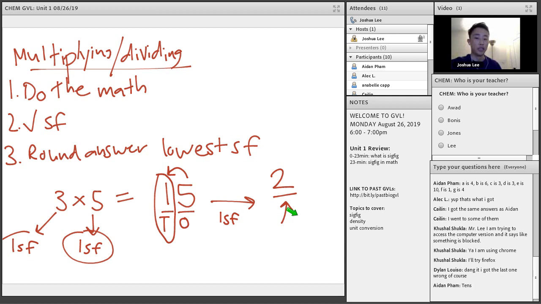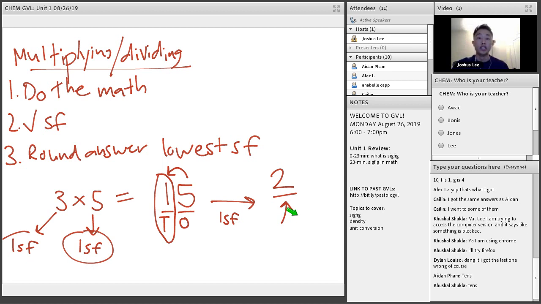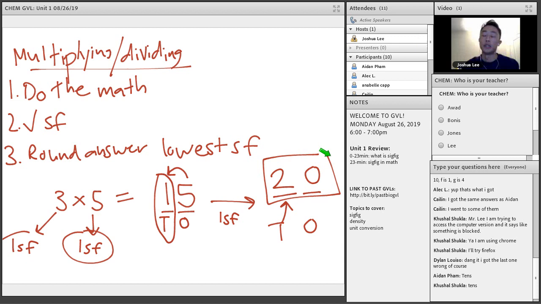It's currently in the tens place. So you can't just leave it at 2 because this 2 is in the tens place. So that means you have to include the blank space as a 0. So then that would be your answer as 20. So 3 times 5 in this case is 20.